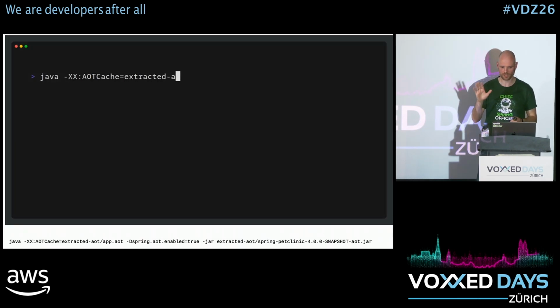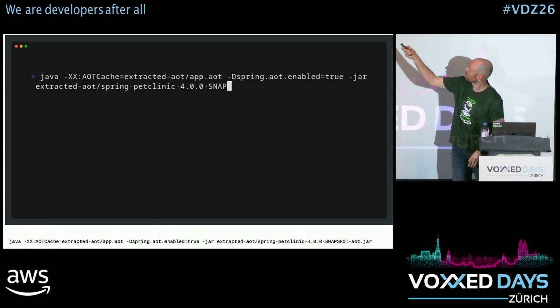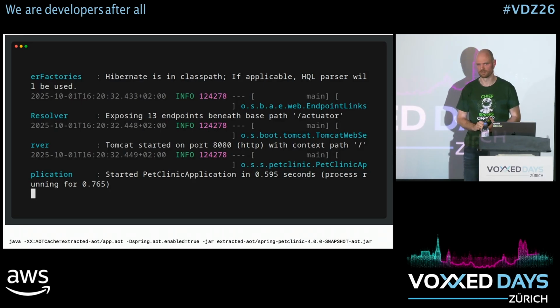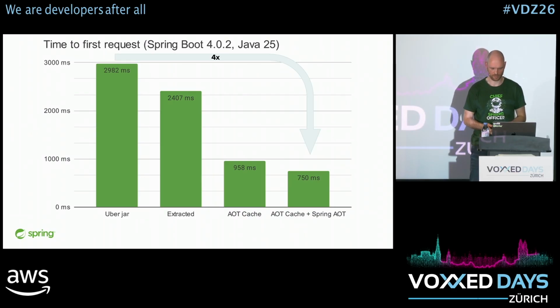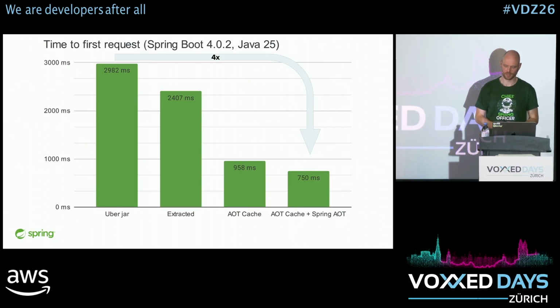Okay, we're going to enable that. Here is spring.aot.enabled, that's the parameter. And then it starts up in 0.6 seconds. So we shaved off another like 200 milliseconds. We started with 3 seconds and we were down to 0.75 seconds, which is a startup factor of 4x, by enabling Spring AOT.